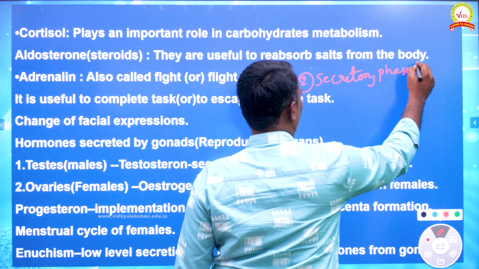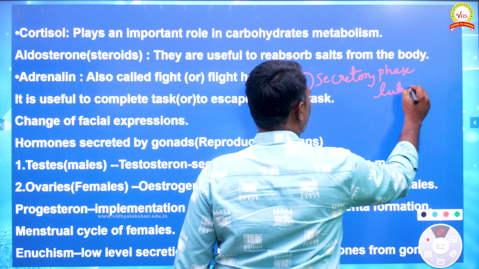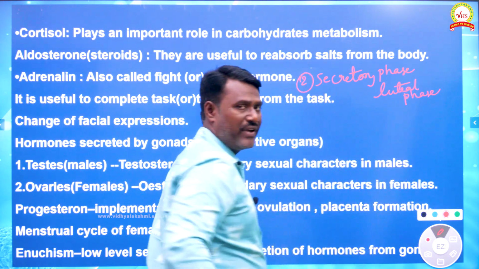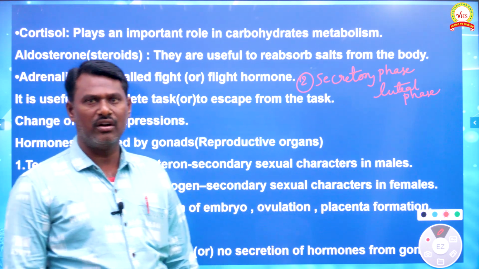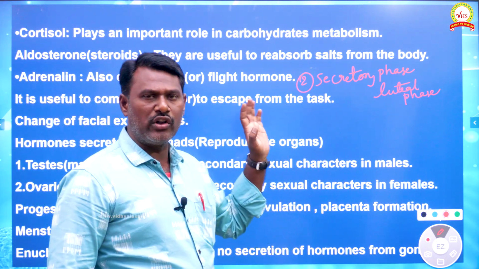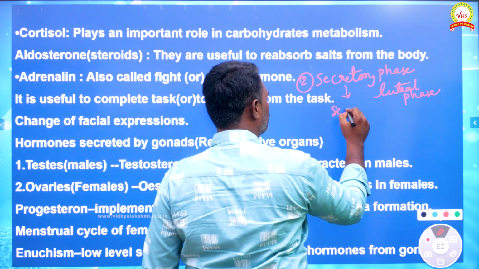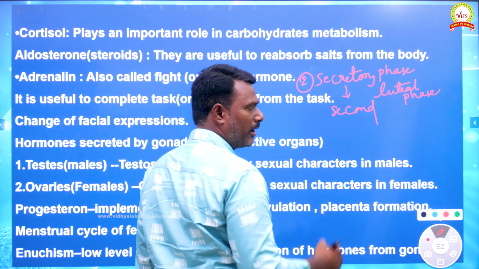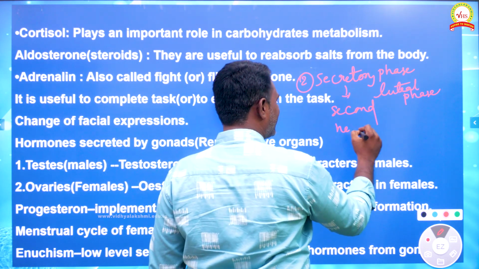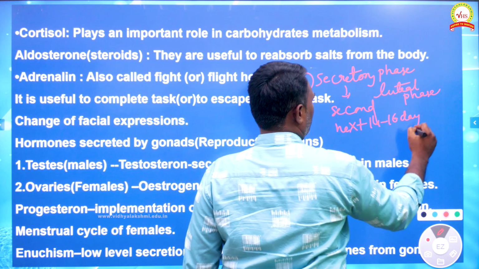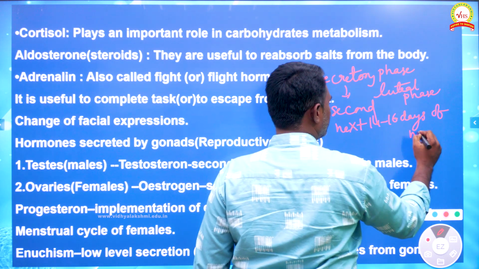Secretory phase. We can also call this the luteal phase. Secretory phase and the second one is called luteal phase. The main changes we are going to observe in the secretory or luteal phase: it is the second stage of the menstrual cycle, and it occurs in the next 14 to 16 days of the month.